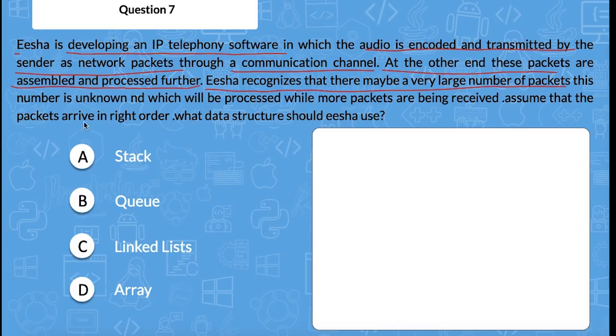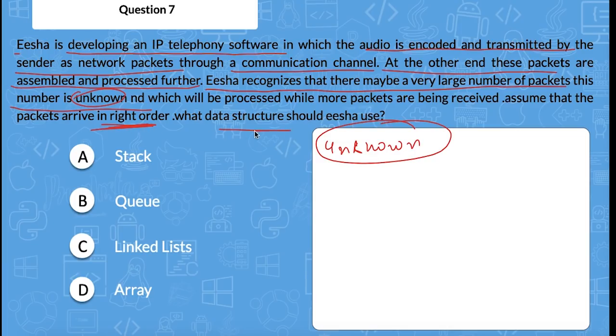Okay, so one more important thing that I got here, this is unknown packets. We don't know, maybe thousands and billions of packets may also come, and which will be processed while more packets are being received. Assume that the packets arrive in the right order. Right order is one more thing that is important. Which data structure should she be using?